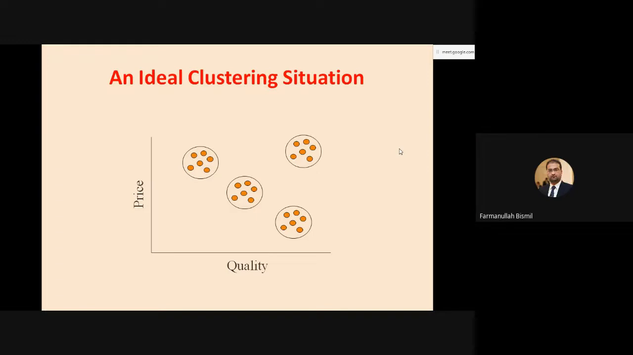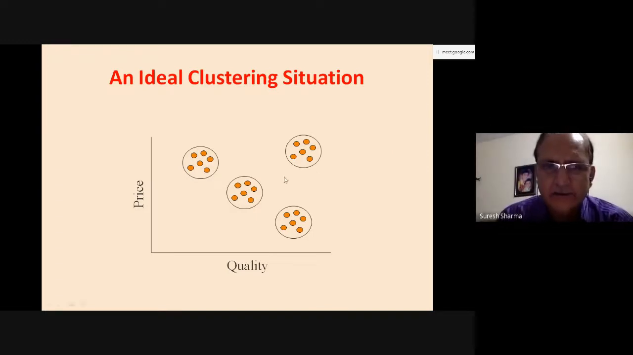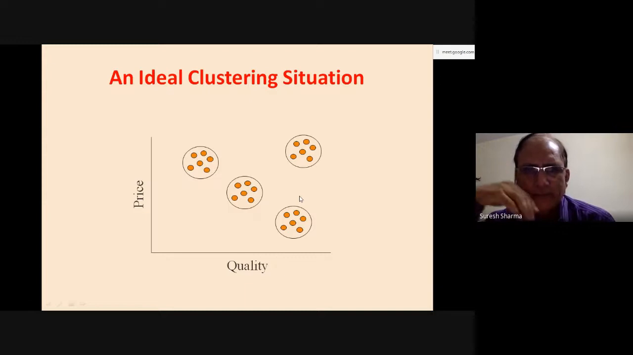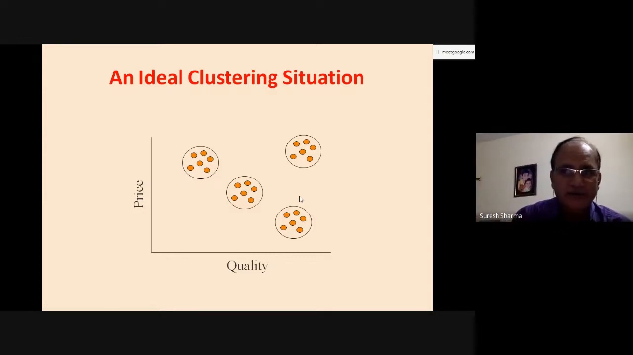Yes, sir. It's clear. Right. So that means a very ideal clustering situation. If this is the situation, you can easily make clusters. So how many clusters have we made? 4, sir. But the practical situation will be different.